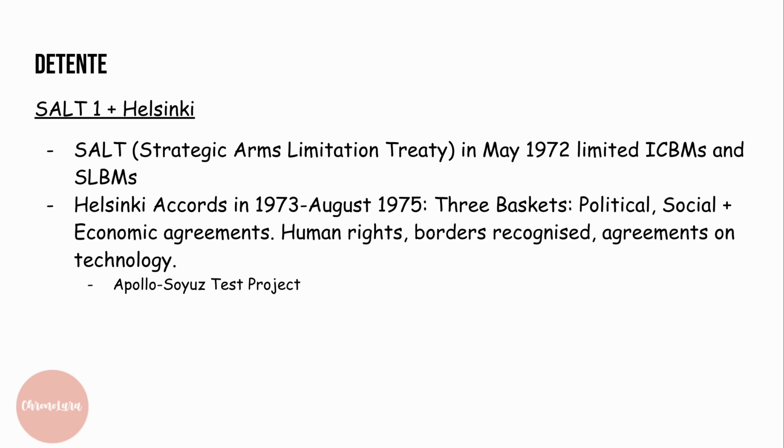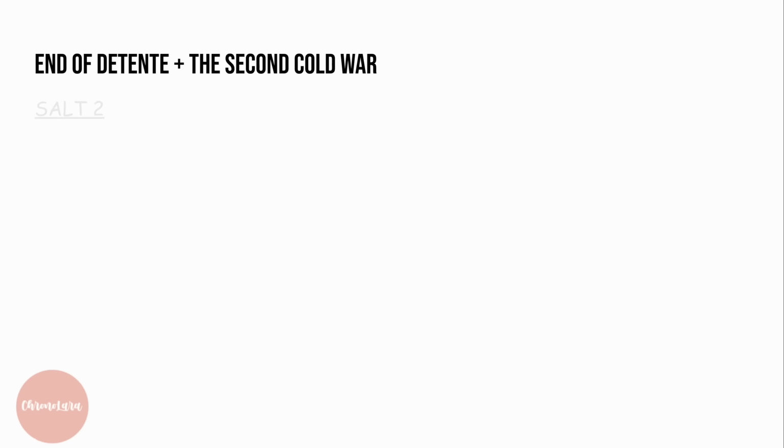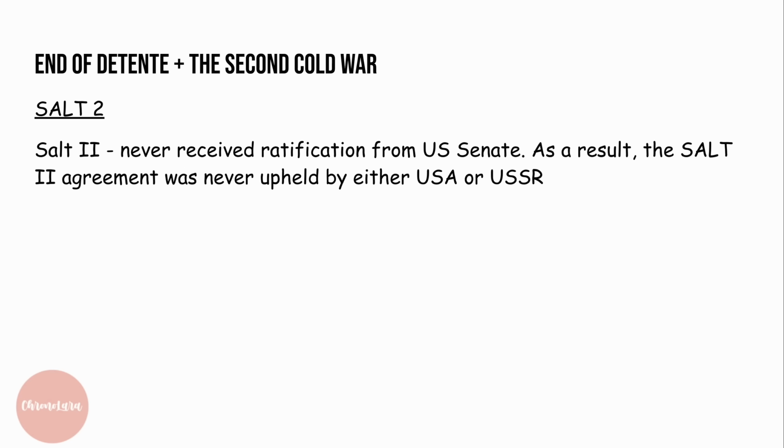This is where we see the US and USSR actually make a project in outer space together, showing that they are actually going quite well with this detente thing. However, USSR was unhappy with the human rights basket, and the Soviet politicians just didn't think it was a good idea. Now, detente quickly ends. They have SALT 2. It never received ratification from the US Senate, and as a result, the SALT 2 agreement was never upheld by either the US or USSR. So quite a flop.